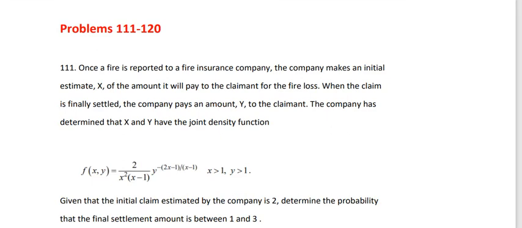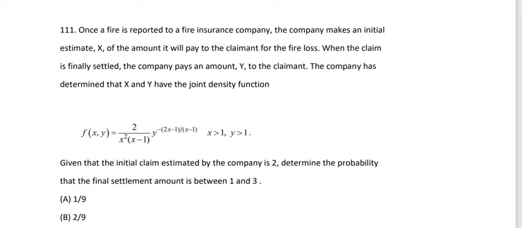So this problem says, as I say, this is a two-variable continuous distribution. What we want to do is, given that, which means conditional probability, determine the probability that this thing is between 1 and 3. So let's say what is the initial claim by the company, and what is the set amount.